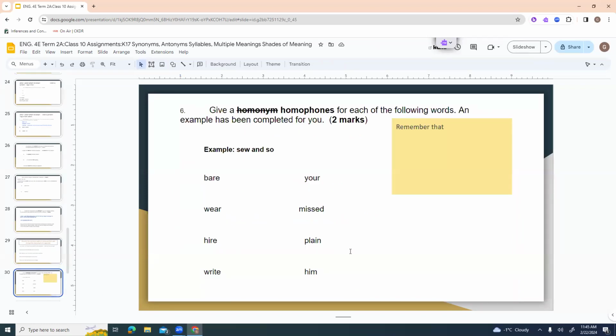Number 6, give a homophone for each of the following words. An example has been completed for you. So and so. They want you to give a homophone for bear, wear, hire, right, your, missed, plain, and him. Okay. If you're not sure, you can check your dictionary thesaurus and see if they can help you out.